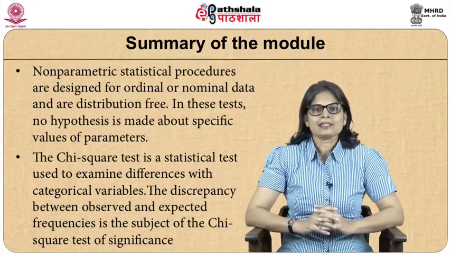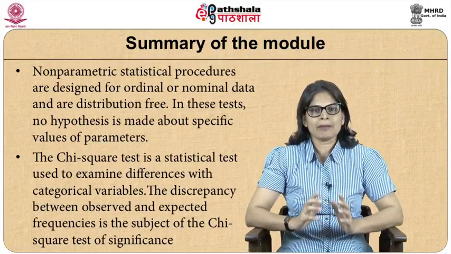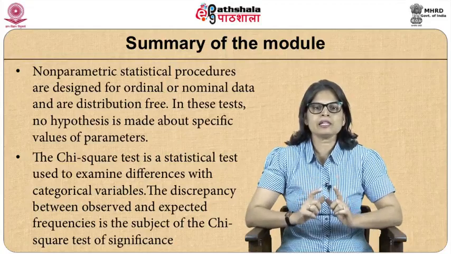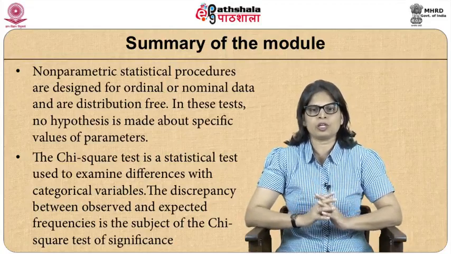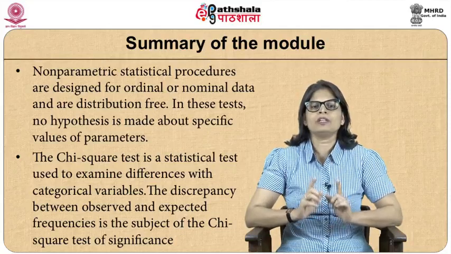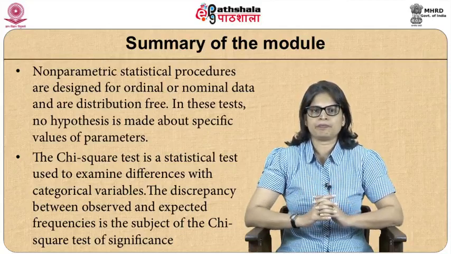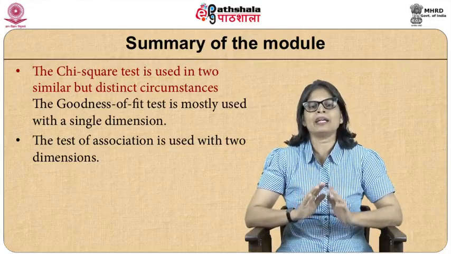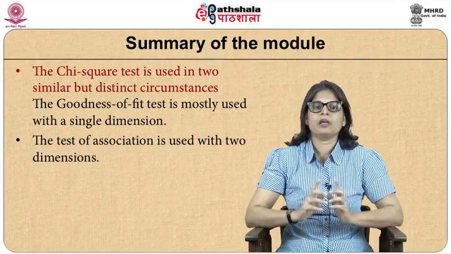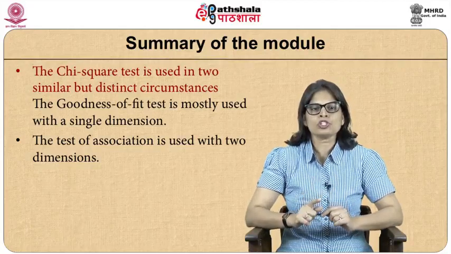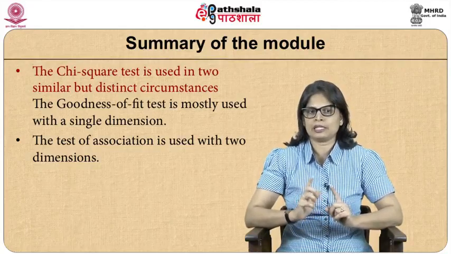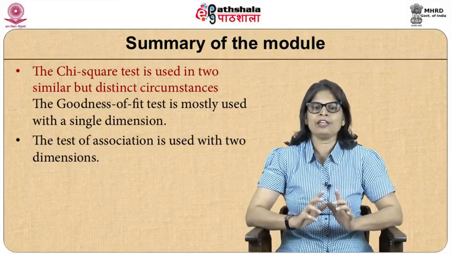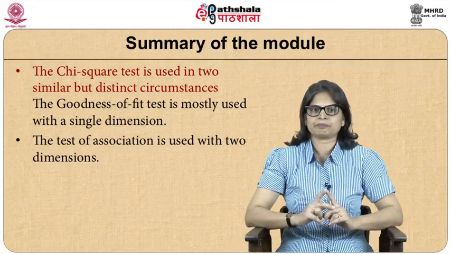The chi-square test is a statistical test used to examine differences with categorical variables. The discrepancy between the observed and the expected frequencies is the subject of the chi-square test of significance. Remember, the chi-square test can be used in two similar but distinct circumstances. The goodness of fit test is mostly used for a single dimension data, whereas the test of association is used when we have two dimensions.